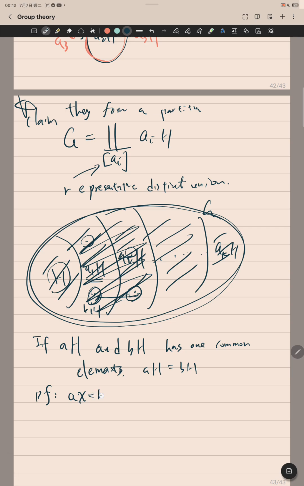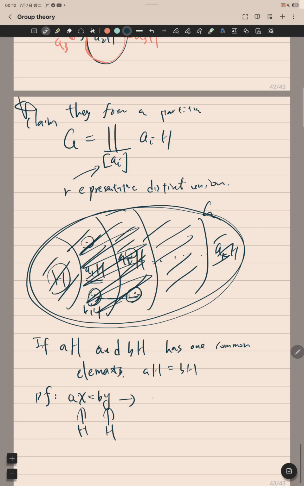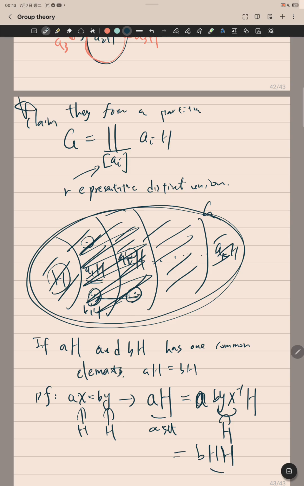Let's say ax equals by, where x in H, y in H. This implies that aH as a set can be written as byx^{-1}H. But H is a subgroup, so yx^{-1} is in H. So we have bH times H. And because H is a subgroup, when you multiply every element of H by H, it becomes the same as H. So this is bH. So aH equals bH.